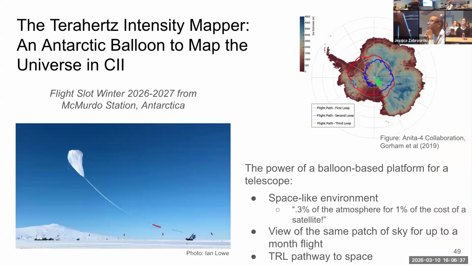So the Terahertz Intensity Mapper is an Antarctic balloon to map the universe in C2. We have a flight slot in winter 27-28 for McMurdo Station, Antarctica. And this is a picture of what it looks like to launch an Antarctic balloon, which hopefully will be exactly what we're looking at when we launch in 2 years.